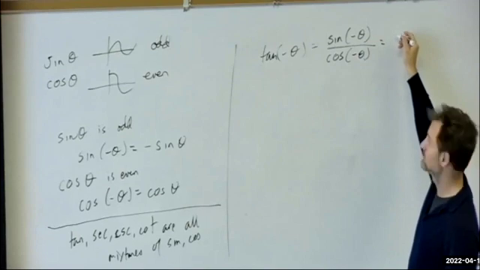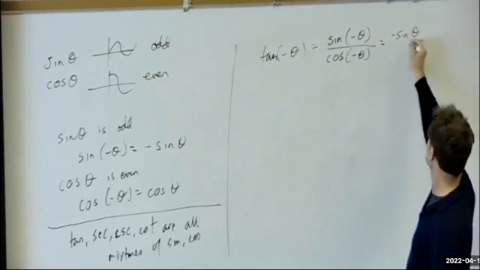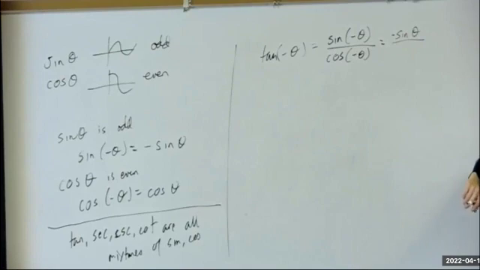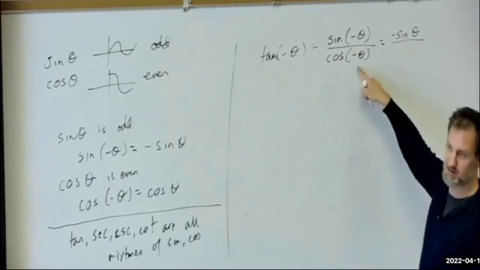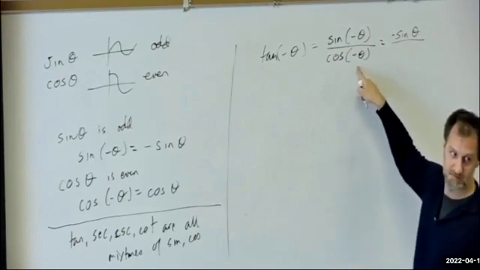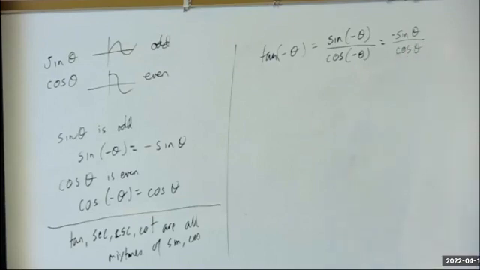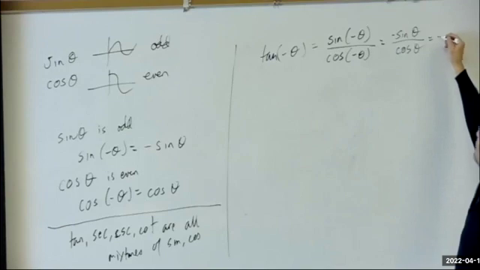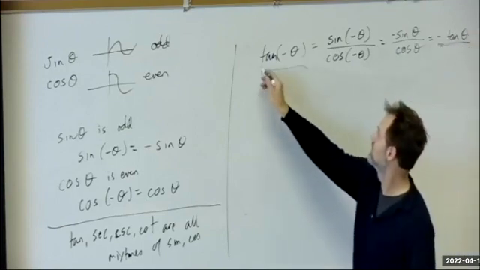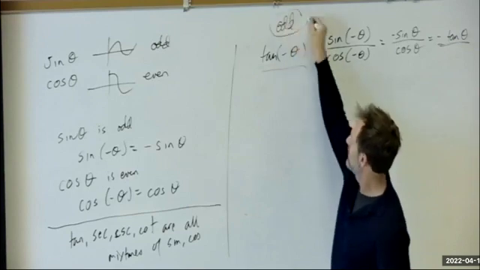It comes out. And what happens with the negative in the cosine? Looks like it goes away. Goes away, it eats it up. So this ends up being negative tangent theta, which means this is the definition of an odd symmetry.